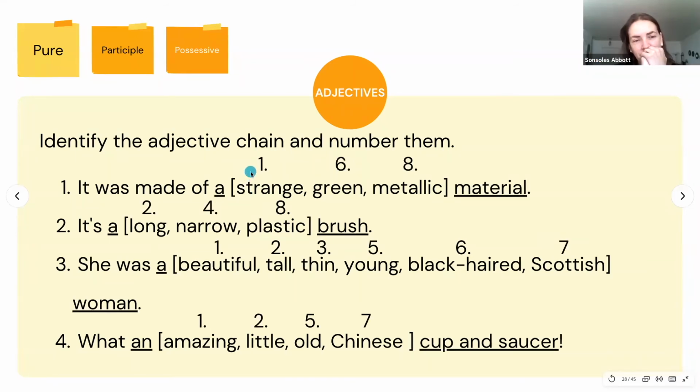So here, just to see 1, 6, and 8, green, you are right. This is a lot closer to concrete. 2 and 4, long and narrow, but then plastic is not abstract. It's very concrete. Beautiful, tall, thin, even young. These are all pretty abstract or subjective, but then black-haired and Scottish, this is more provable. Amazing, little, old, these are subjective, but Chinese, we can prove that.